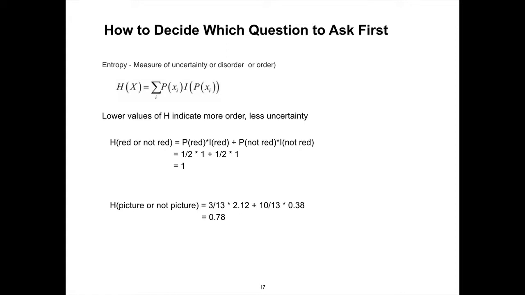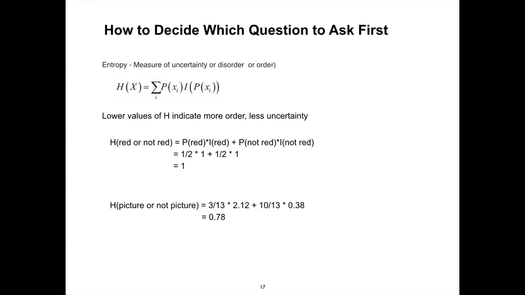The picture, not picture, right? We can now do the calculation: the probability of it being a picture, plus the probability of it not being a picture, times the information content, and we get a lower entropy level. So far, so good.